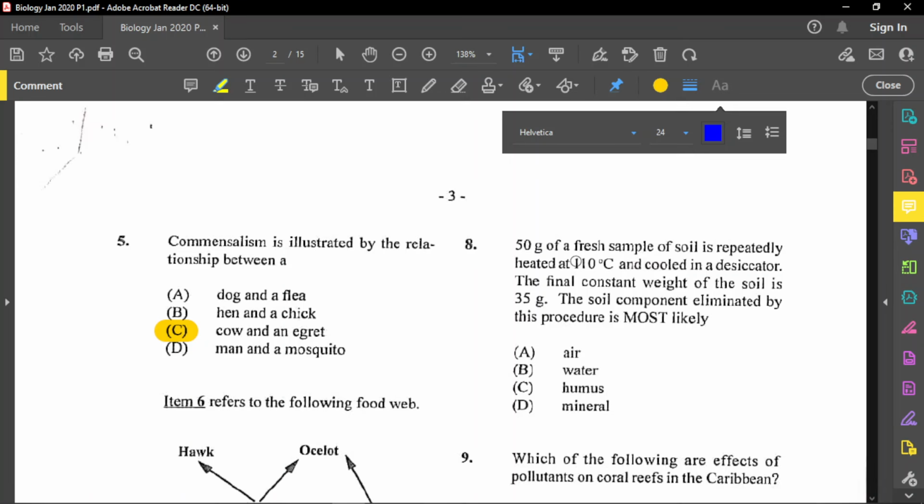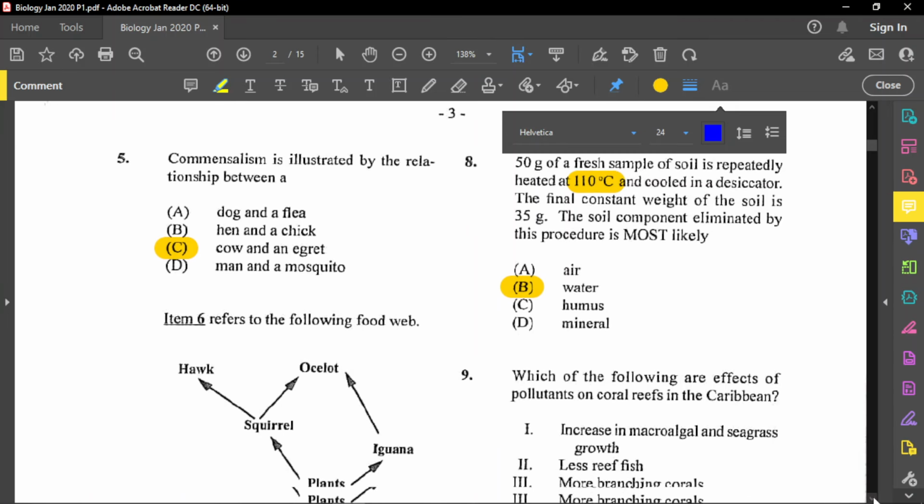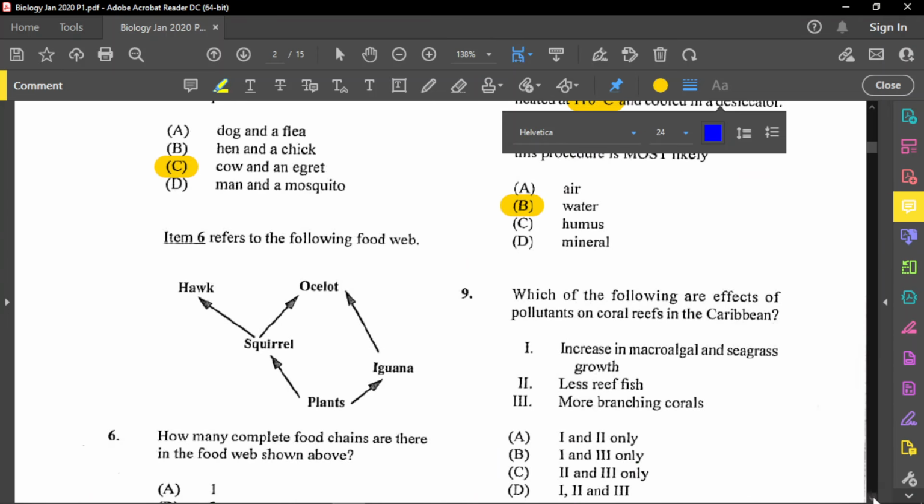So the fact that you heat the soil at 110 degrees Celsius, think about it. What's going to happen here is that water will evaporate. So what will be removed from the soil is water. So water must be your answer. Matter of fact, you can calculate the amount of water lost from the soil by just subtracting 2 numbers. Very easy thing to do. Look out for those types of questions on paper 2. They may ask you to calculate the amount of water lost from soil and things like that. You should also know how to calculate percentage as well.